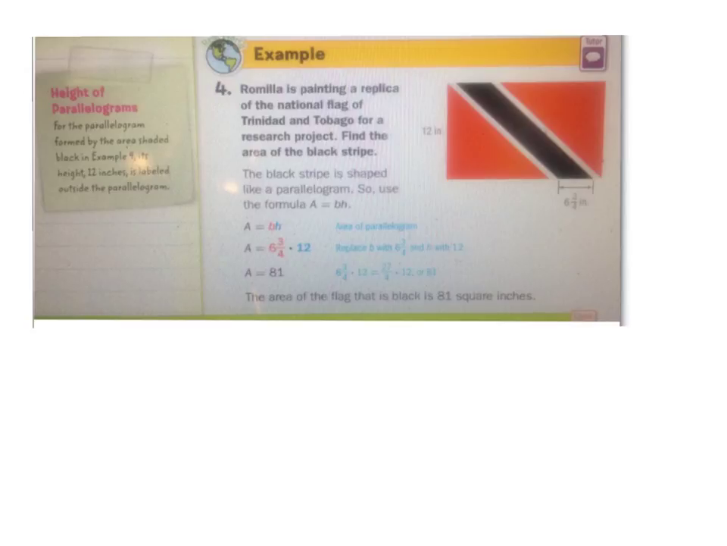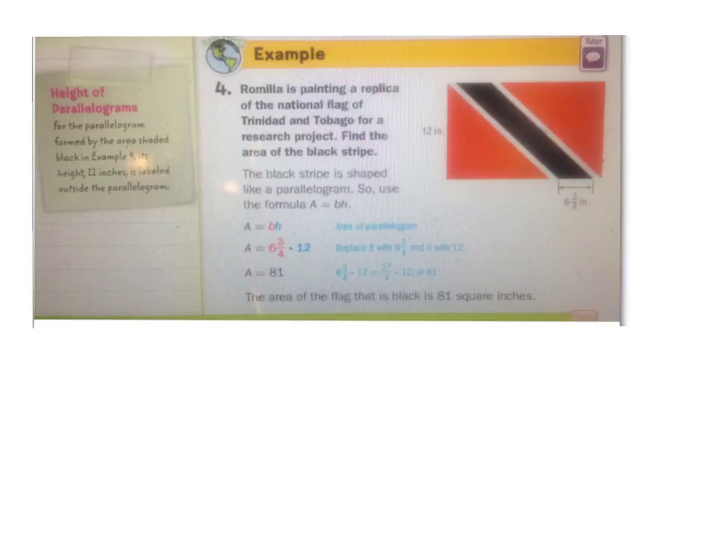Okay, let's look at a slightly trickier example. Ramilla is painting a replica of the national flag of Trinidad and Tobago for a research project. Find the area of the black stripe. That means just simply this area. This black stripe is a parallelogram.